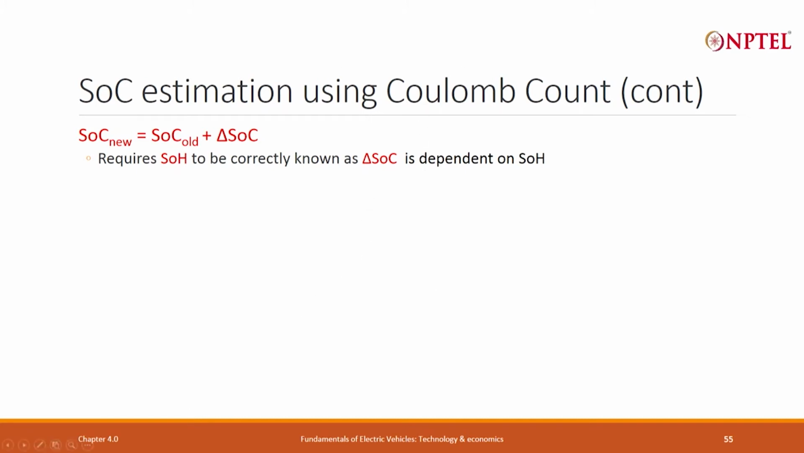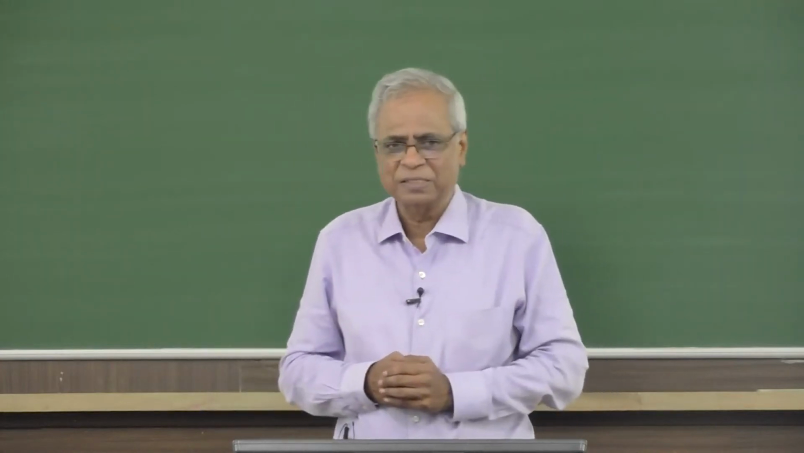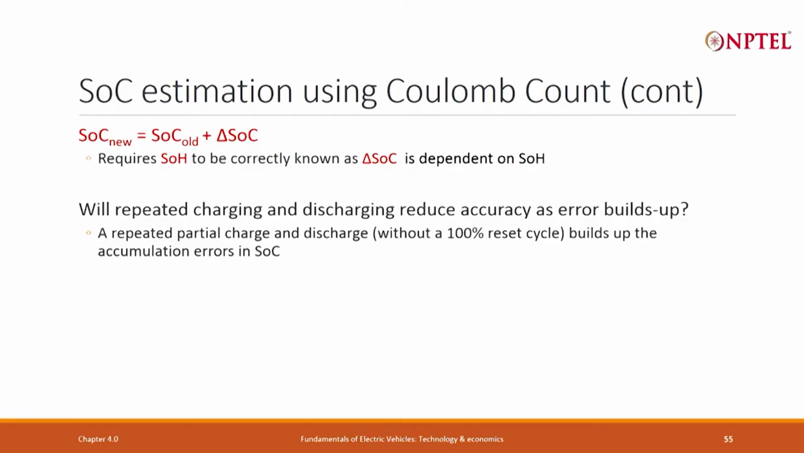Now, this delta SOC depends on SOH. Of course, you know the initial capacity plus you need to know SOH. The question is therefore, how do you know what is the SOH? I have been using the battery for last 3 months. How much has SOH gone down?